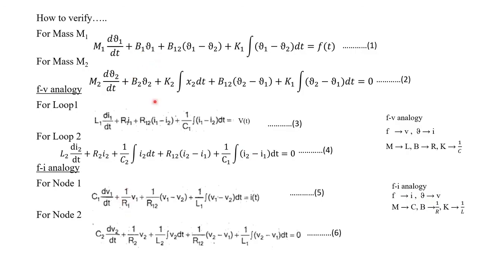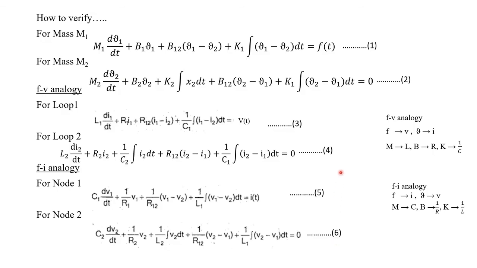Then V1 is equated to voltage V1. Then B12 will be equated to 1 by R12. Then V1 minus V2 will be voltage V1 minus V2 because velocity is equated to voltage here. And K1 will be 1 by L1 because K is equated to 1 by L. Then V1 minus V2 will be voltage V1 minus V2 into dt. F of t will be equal to I of t because F is equated to I. In this way, we can compare the differential equation for mass M2 with node equation 6.